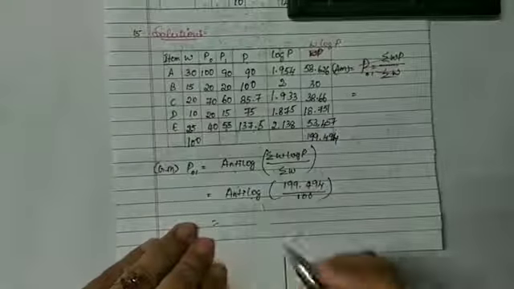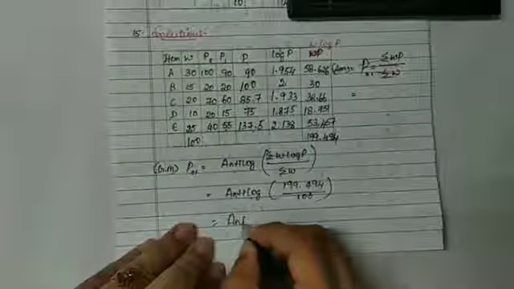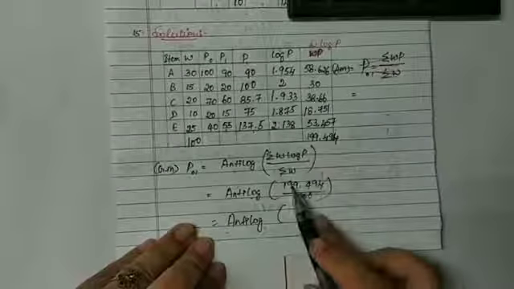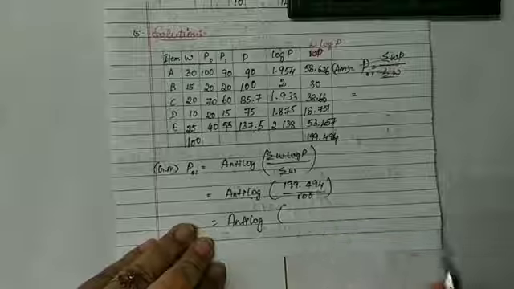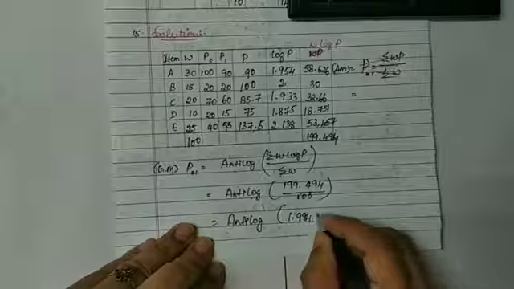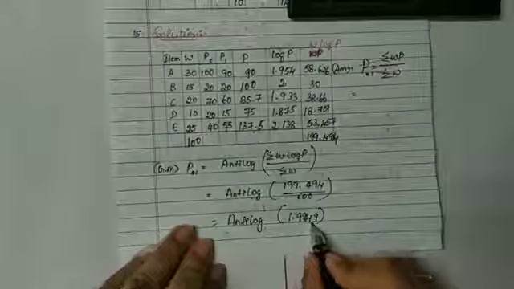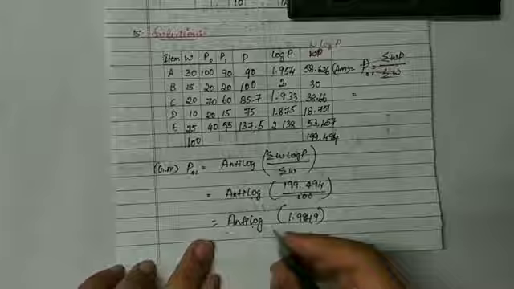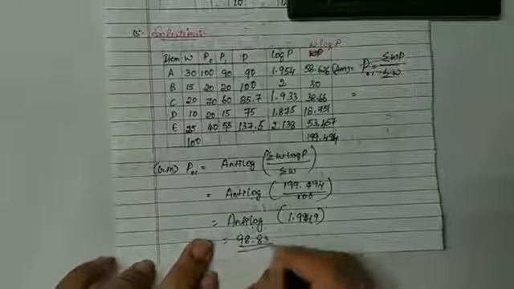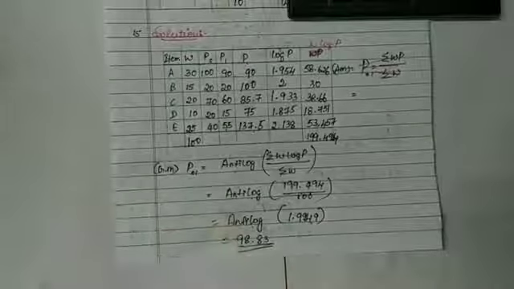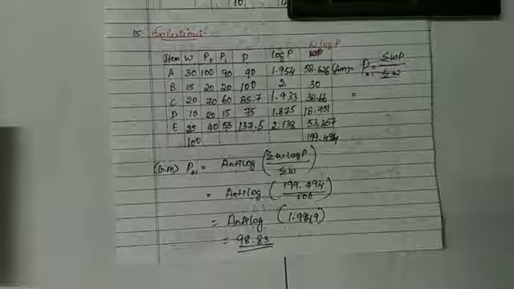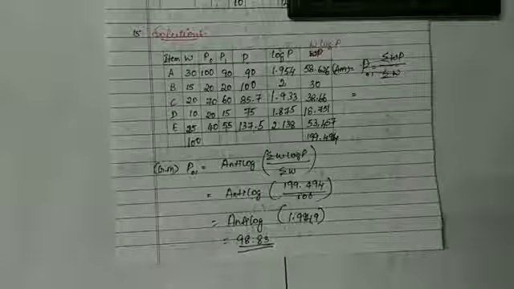Now antilog of 199.494 divided by 100 is 1.9949. Antilog of 1.9949 is 98.83. So that's it with the calculation of weighted average of relatives based on geometric mean.